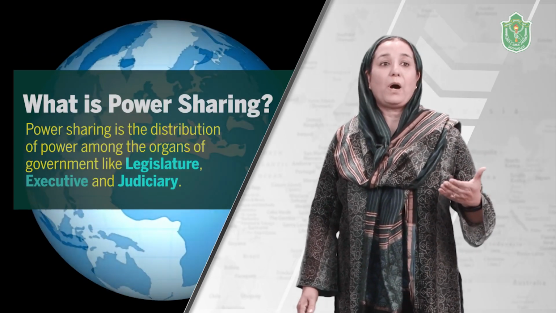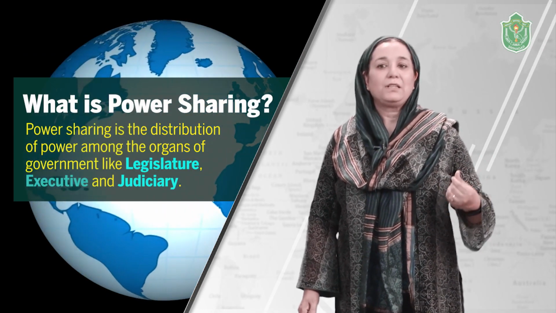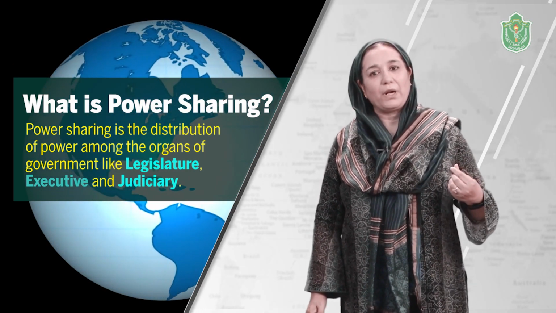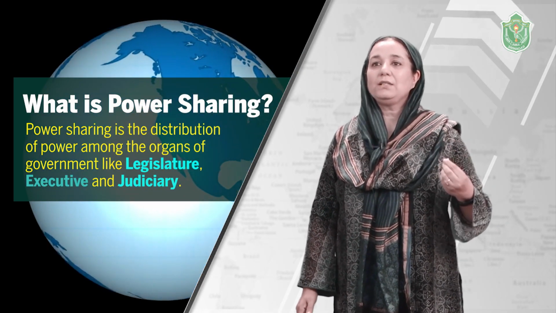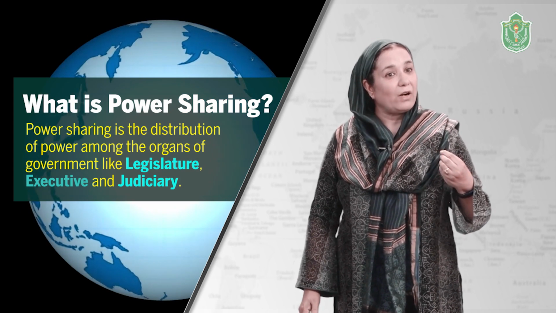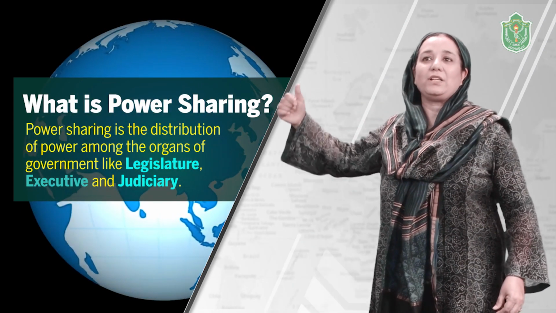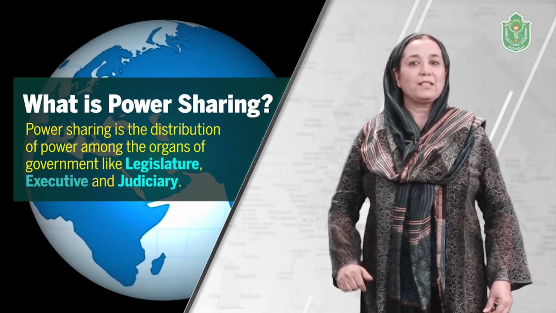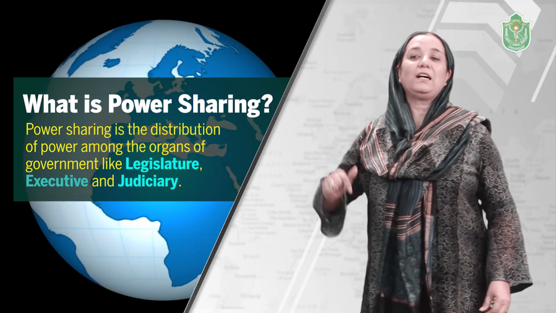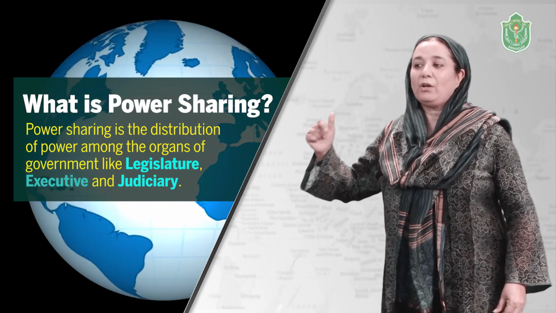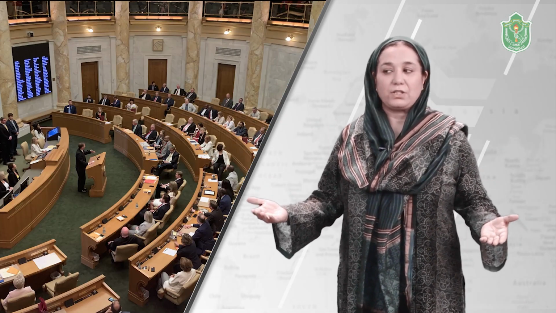Power sharing, what is power sharing? Power sharing is, children, the distribution of power among the organs of government. What are the organs of the government? There are 3 organs of the government. One is your legislature, second is your executive, third is your judiciary. Now let's see what is legislature.